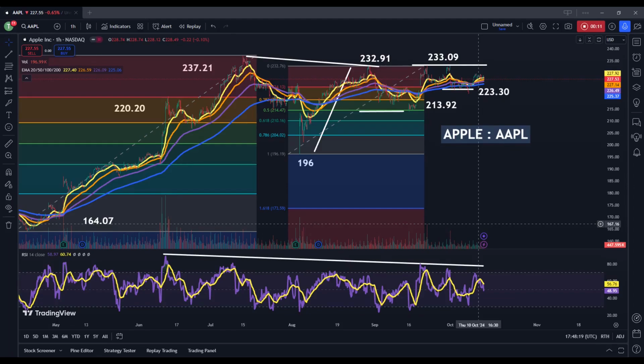Here we have the current stock market update for Apple Incorporated, stock ticker AAPL.